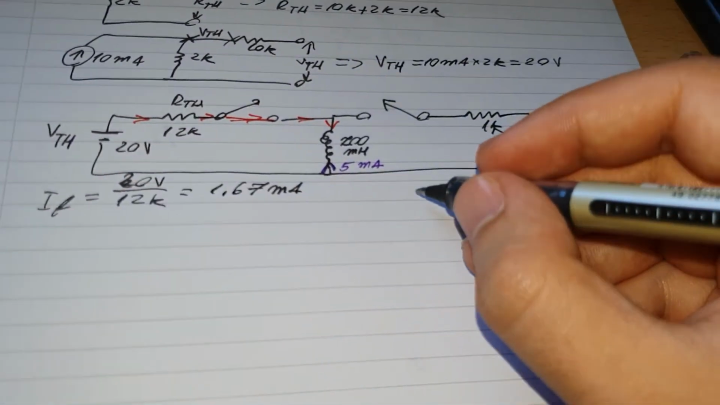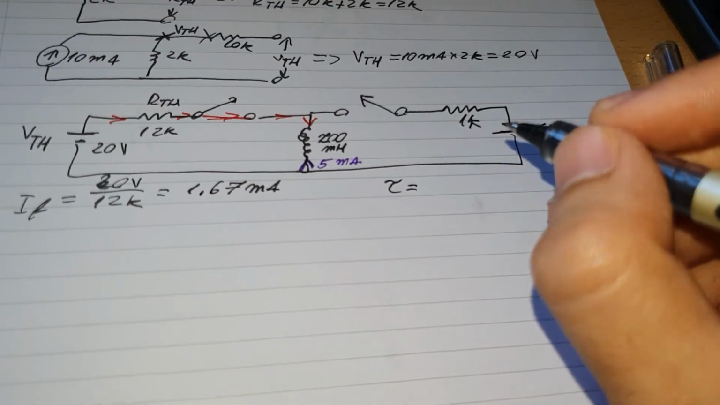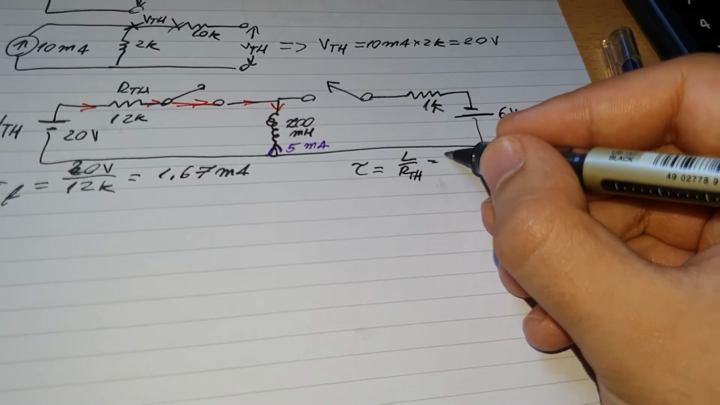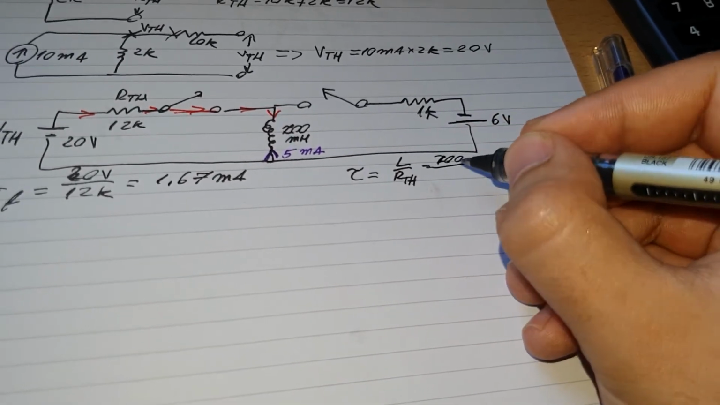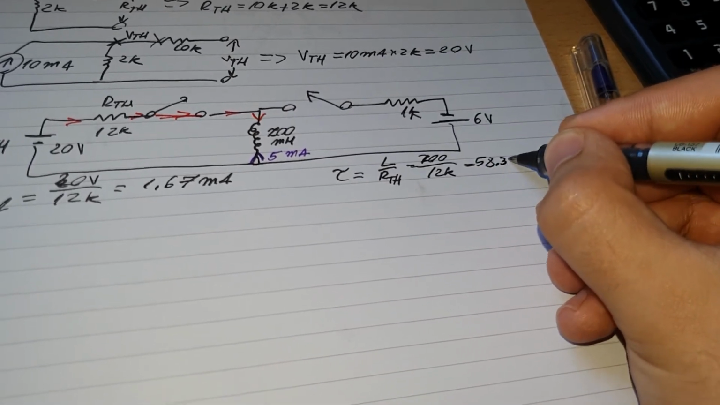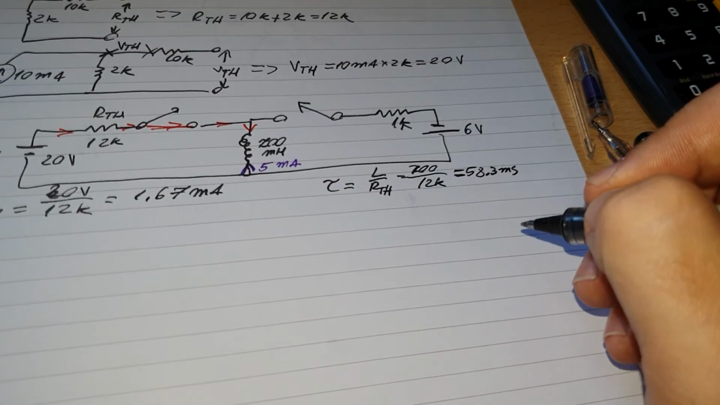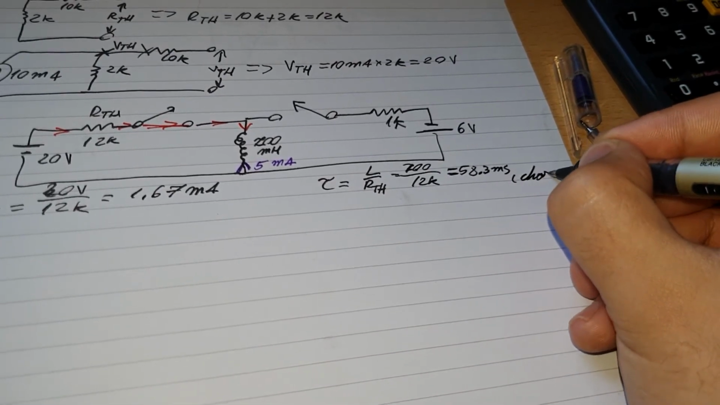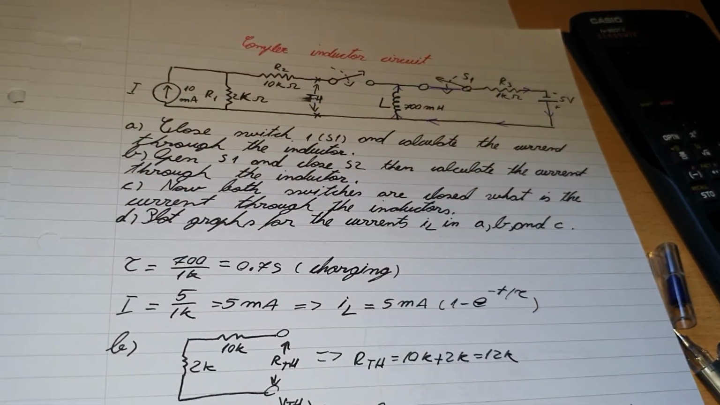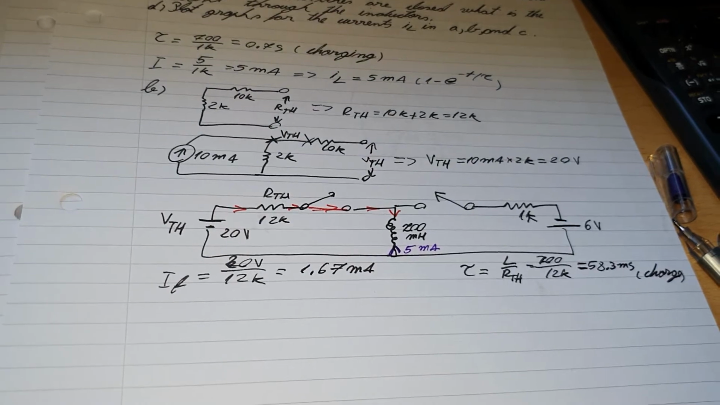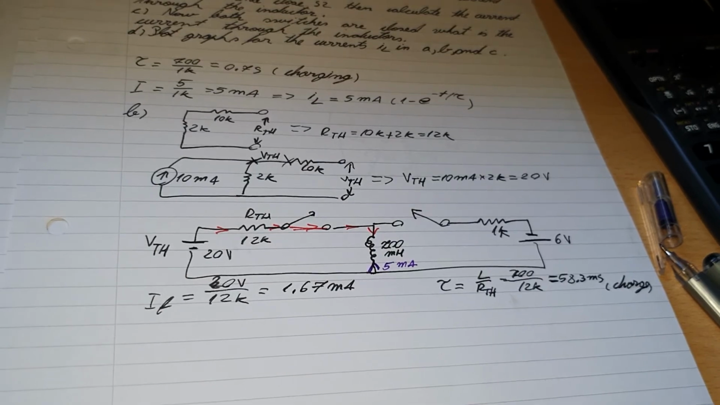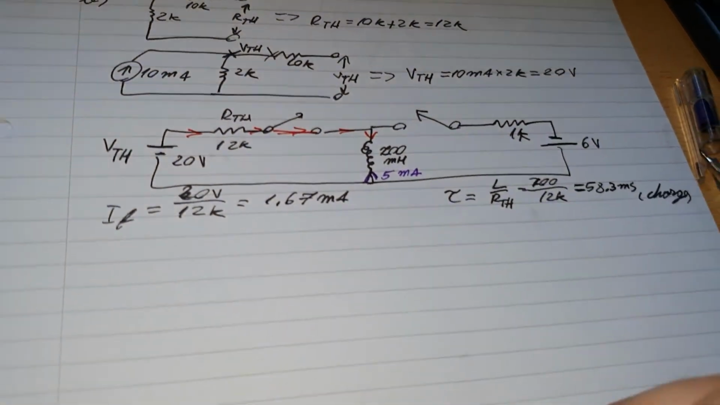And let's calculate the time constant as well. Let's not forget this one. Time constant is equal to L over RTH. That's equal to 700 over 12K, and that's equal to 58.3 milliseconds. A really long time to charge. Both of them are charging, none of them is discharging, but it's more of a fight over which voltage source will charge the inductor and which current direction the inductor will take. Okay, all right.